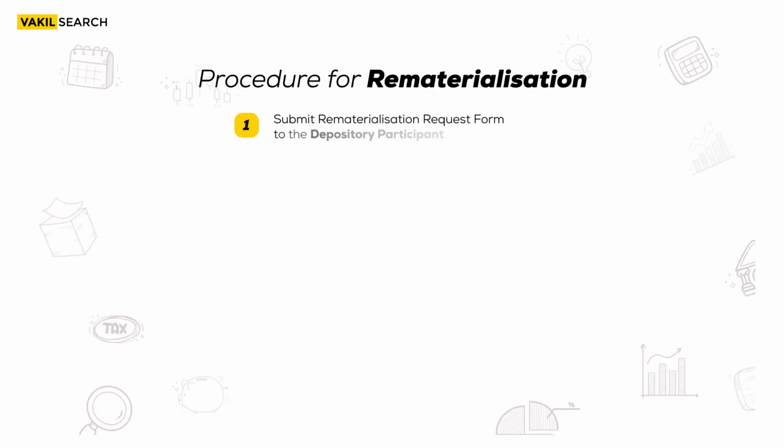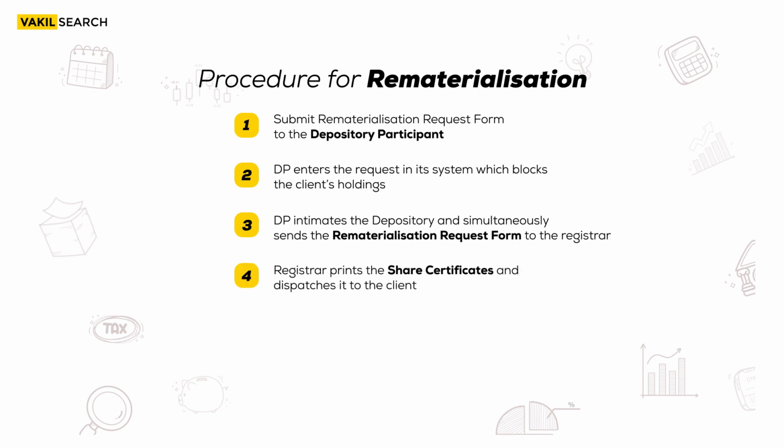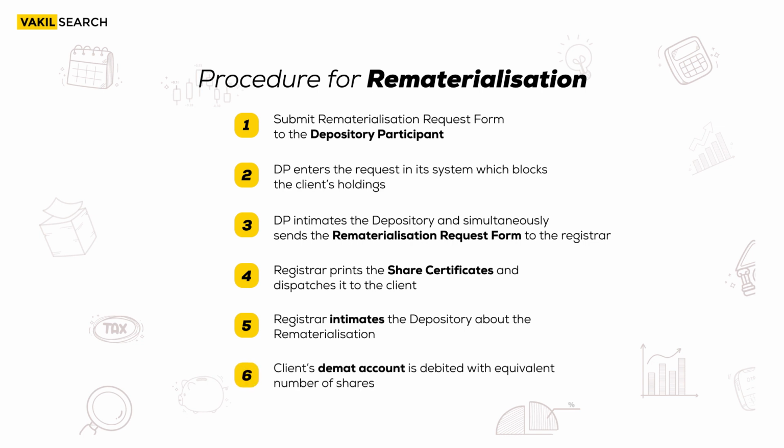The first step would involve submitting a rematerialization request form to the depository participant. The second step is the depository participant enters the request in its system which blocks the client's holdings. Step 3. The depository participant intimates the depository and simultaneously sends the rematerialization request form to the registrar. The fourth point is the registrar prints the share certificates and dispatches it to the client in physical form. Finally, the registrar intimates the depository about the rematerialization and the client's demat account is debited with an equivalent number of shares.